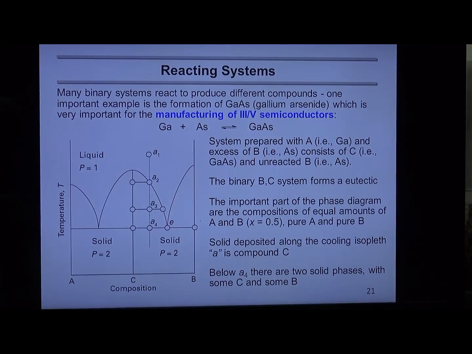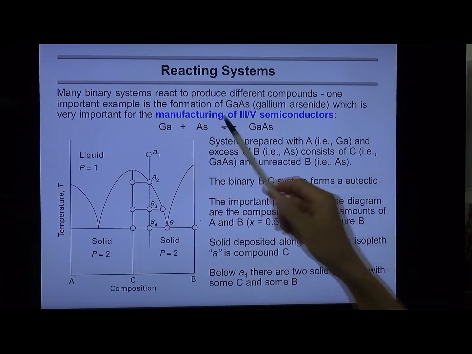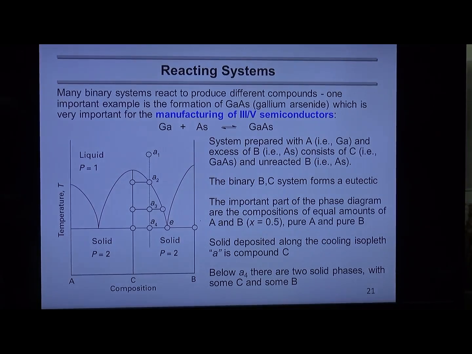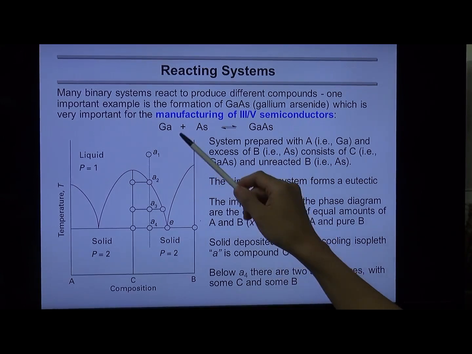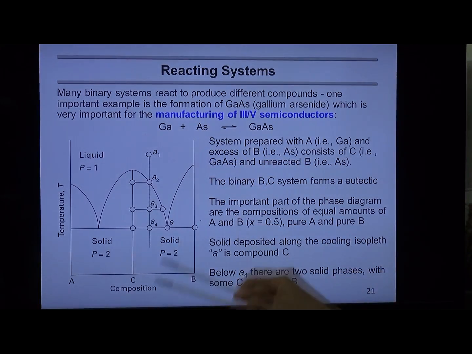Okay, so if you mix gallium and arsenic in a 1 to 1 ratio, they totally form gallium arsenide. If you mix more gallium compared to arsenic, then all the arsenic is consumed by this reaction, and some gallium is left, and we have gallium arsenide. So if you have this kind of reacting system, then we have this kind of phase diagram. Here A, B are gallium and arsenic, and we have another composition C, which is gallium arsenide, right?